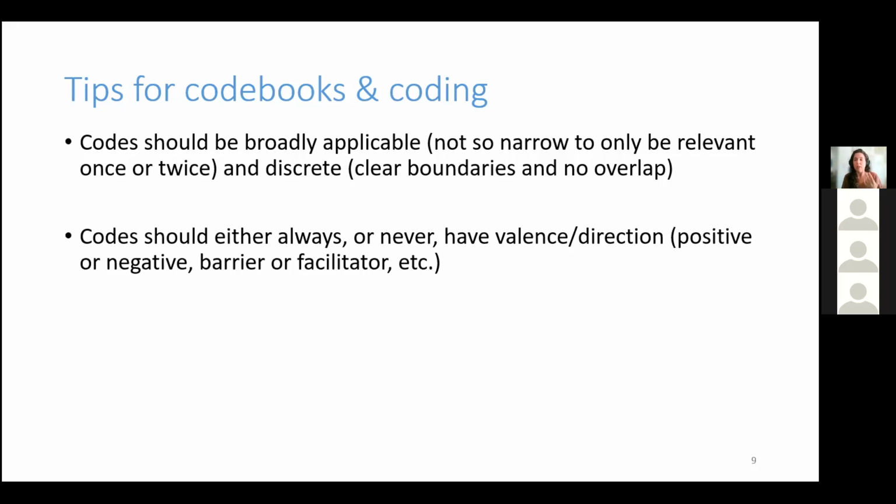Let's say you're looking at access to care and you're interested in wait times. How long do people wait for services? You can either have that just be wait times, or you could have wait time short, wait time long, or wait time barrier, wait time facilitator. But if you're going to do the valence, then all your codes have to have valence. Then it has to be transportation barrier, transportation facilitator, travel time barrier, travel time facilitator.